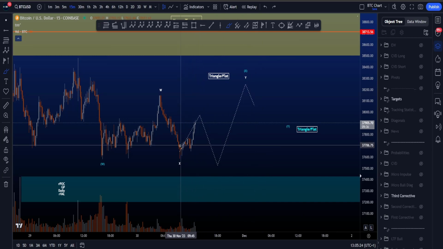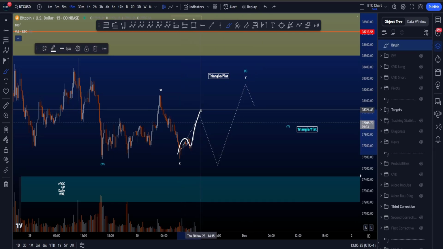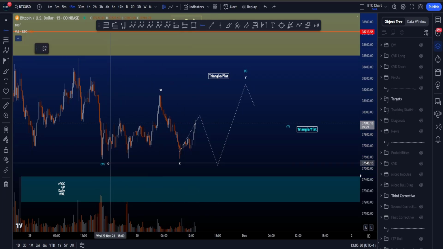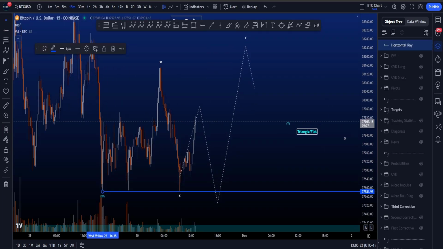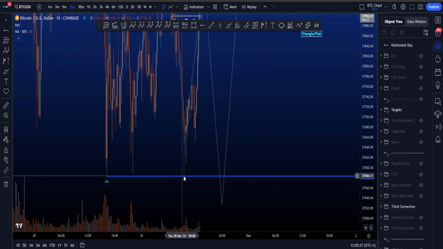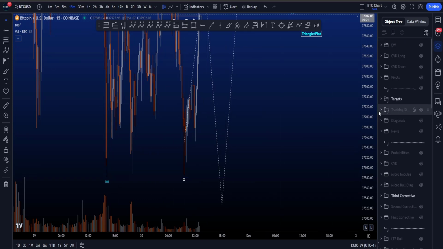And that is something that I think is very interesting. In an ABC, then a corrective structure to the downside, take the double bottom that price has made over here, because we do have a double bottom, as you can see here at the lows, low number 1 and low number 2, so that is quite interesting.